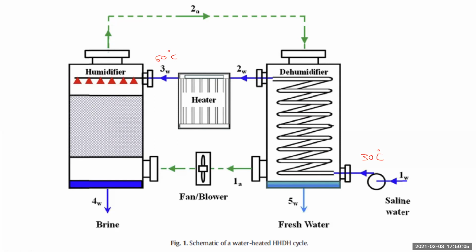Then build a system. You're going to make your assumptions. The assumptions are going to be, for example, what is the effectiveness of the dehumidifier? Let's assume we have 85% effectiveness of the dehumidifier, and the effectiveness of the humidifier is also in the order of 85%.